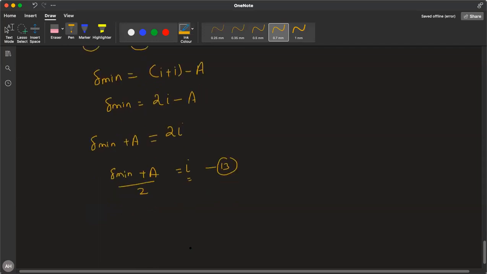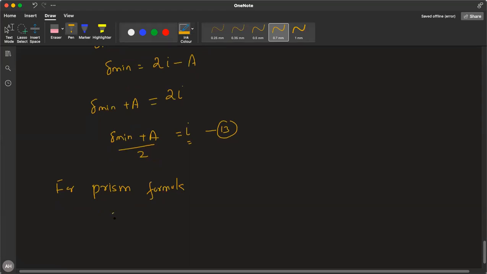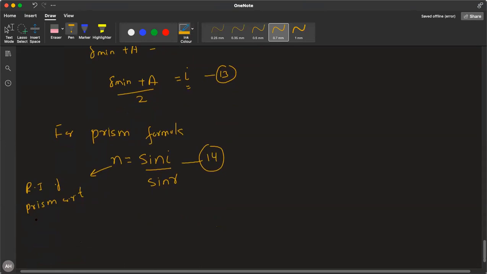Then there is one formula which is known as Prism formula. Prism formula is nothing but Snell's law. Prism formula is: refractive index of the medium of prism is sin I by sin R. This is it. That's 14. This N is refractive index of prism with respect to surrounding.